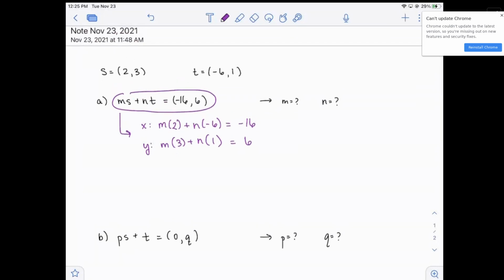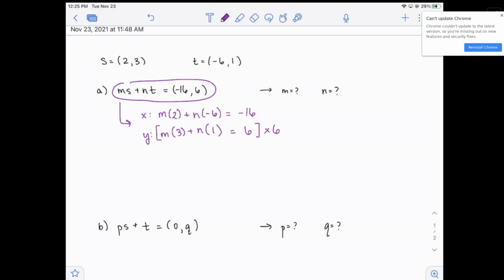Elimination looks faster here. So I'm going to take the y equation and multiply both sides of it by 6. I'm going to leave the x equation alone. I'll just rewrite it down here. So 2m minus 6n equals -16. That's the x version of the equation rewritten. And then the y version, when we multiply both sides by 6, would give 18m plus 6n equals 36.